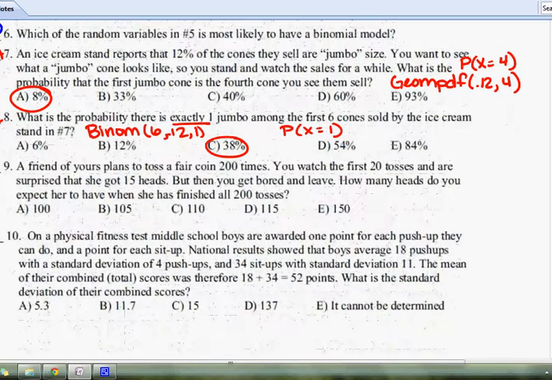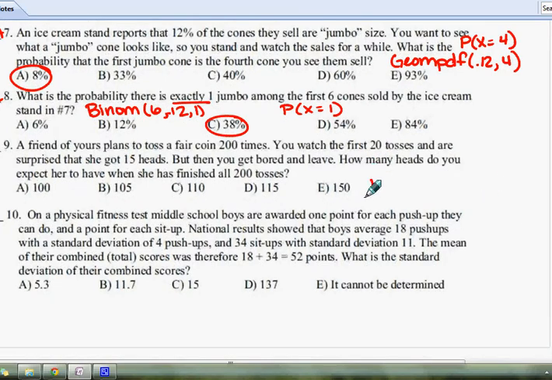Okay, just like on the front, we already have 15 heads. We've tossed 20, so that means we have 180 left. And with a 50% chance of being heads, that means for number 9, I'd expect somewhere around 105.